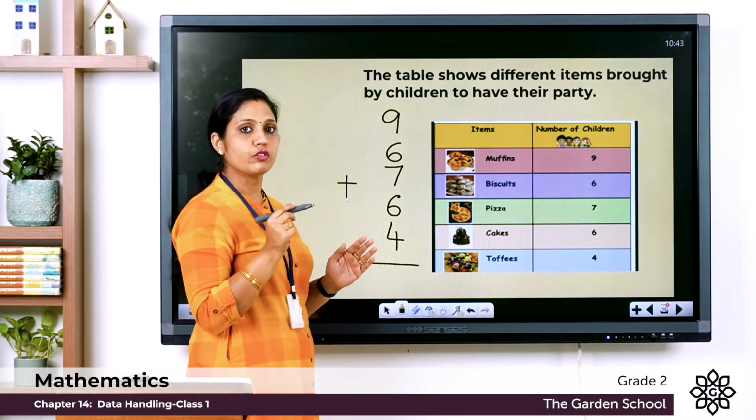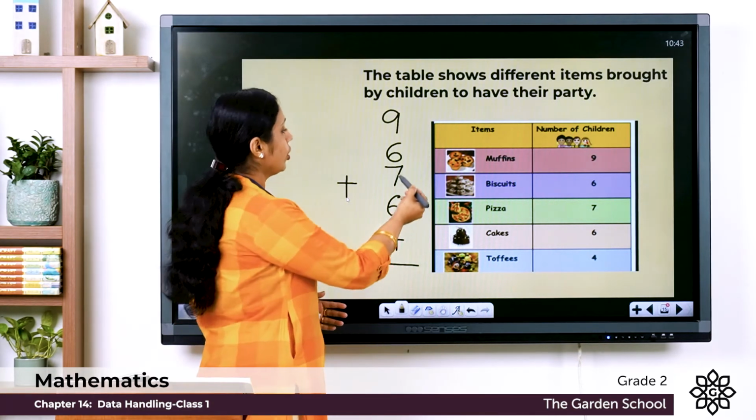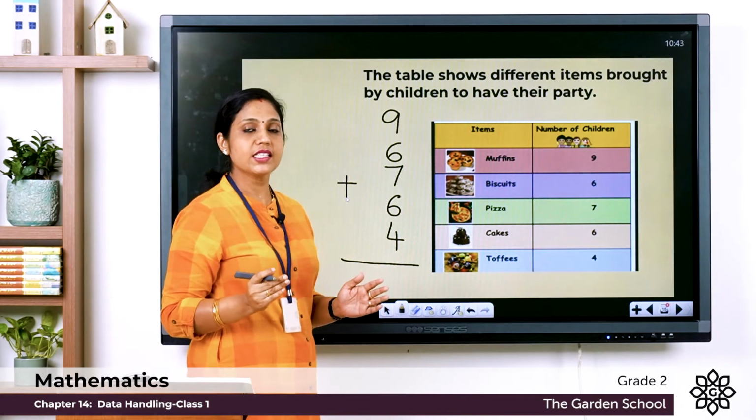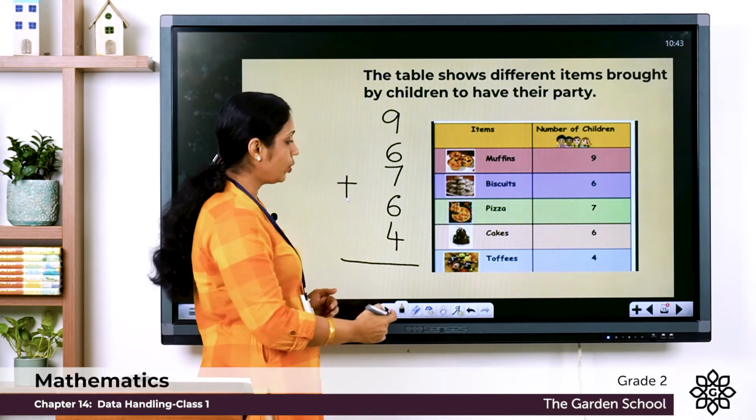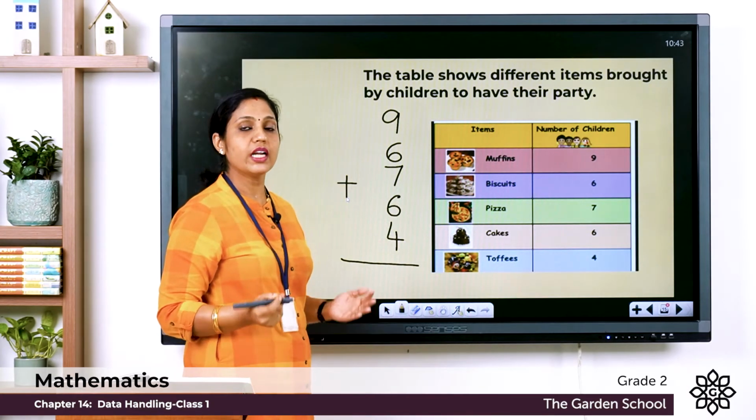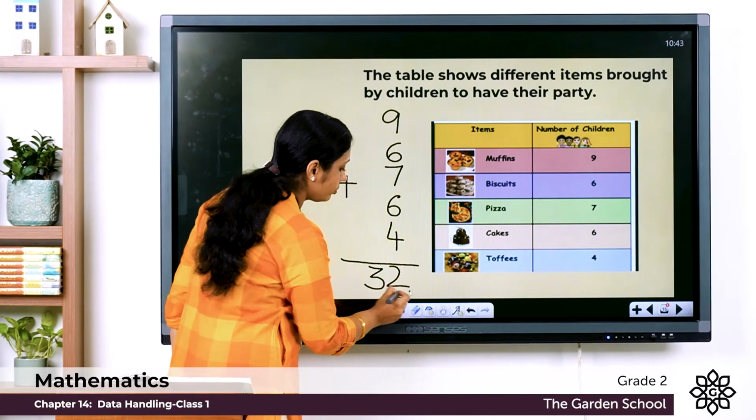With that 15, we have to add the next number. It is 7. So 15 plus 7. It is 22. 22 plus 6. So how much is 22 plus 6? It is 28. Now what we have to do? 28 plus 4. How much is 28 plus 4? It is 32. So we'll write here 32.